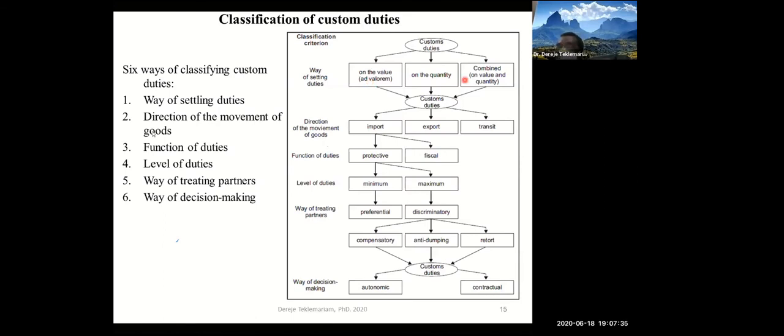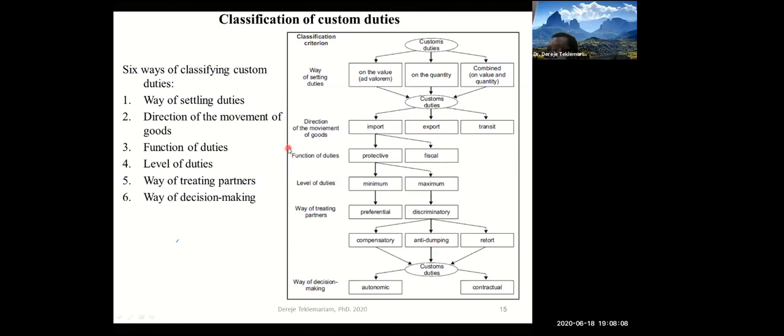The second way of classifying custom duties is classification according to the movement of goods, of course. Movement of goods in international economic relations could be what? That could be import, export, or sometimes transit. So we can classify duties on these three bases, okay?